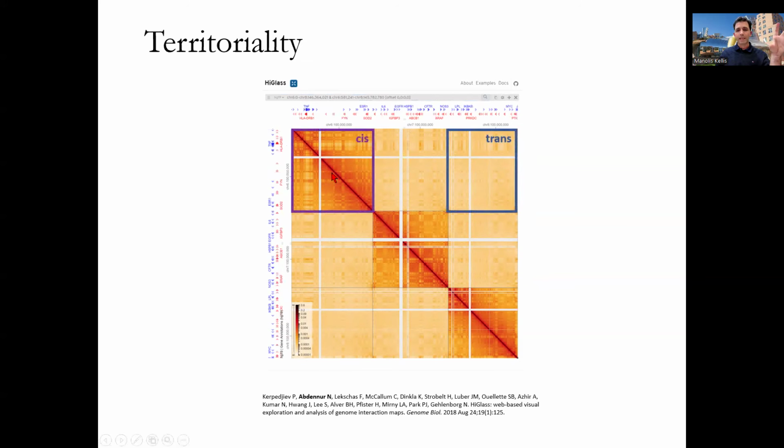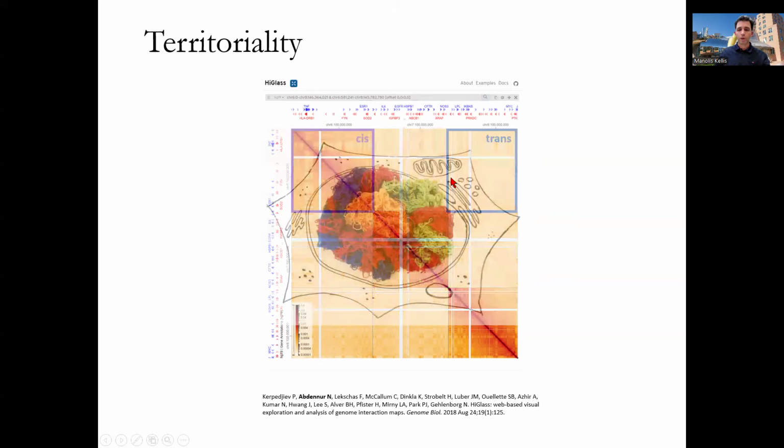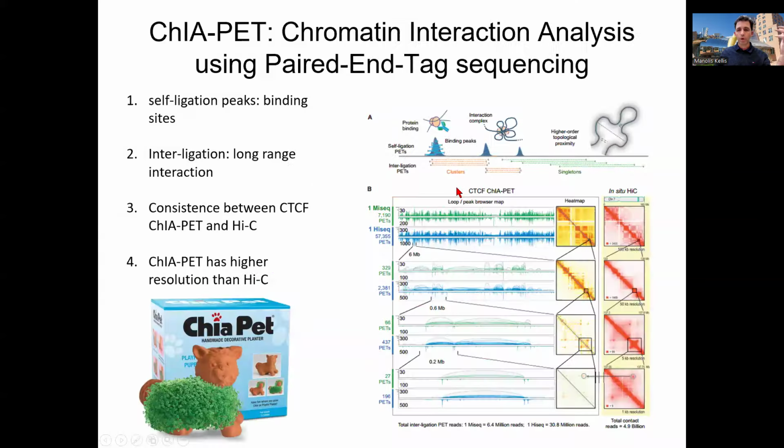And then you can basically ask how many interactions are in cis, namely within the same chromosome, and how many are in trans, namely across different chromosomes. You can also ask within a chromosome, what are these territories and what do they mean?